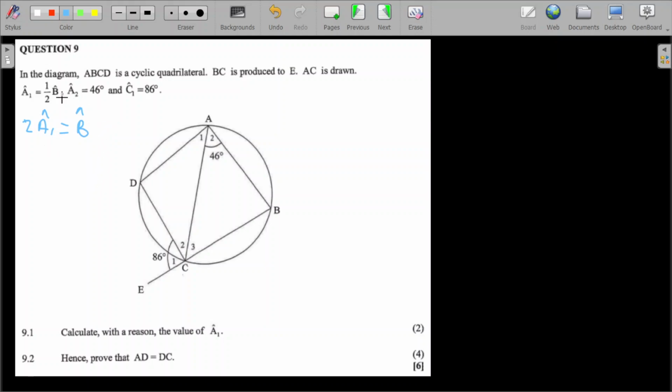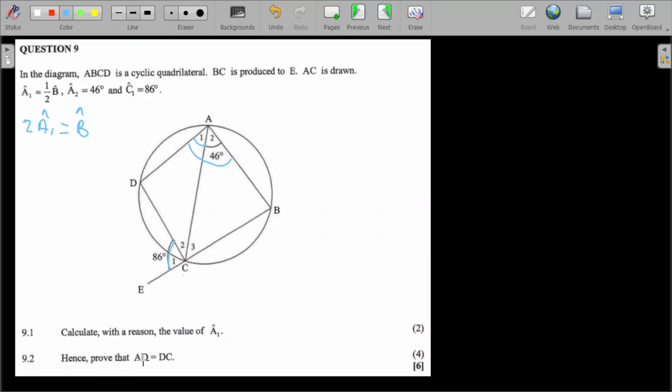And then A2 is 46, C1 is 86. Okay, it's fine there. And calculate with reasons the value of A1. What is A1? So A1, it's here again. This and that properties of a cyclic quad, and then you get to A1 by saying this and that, and then you get A1 there.